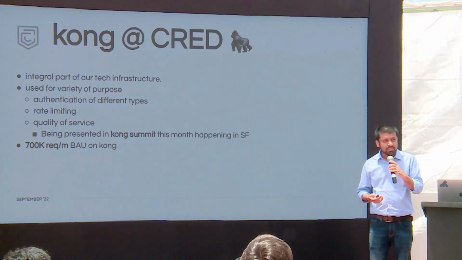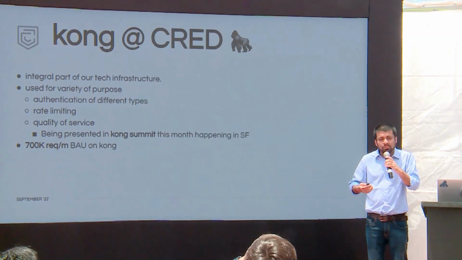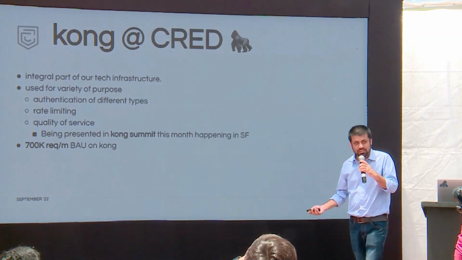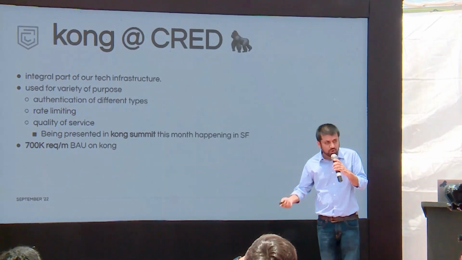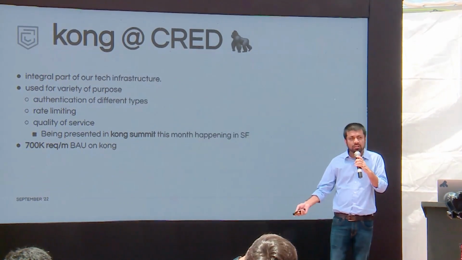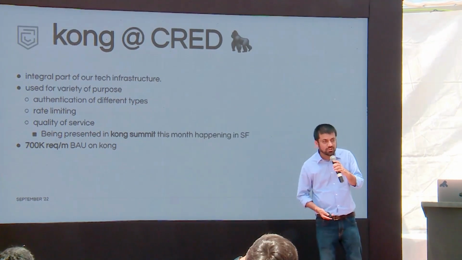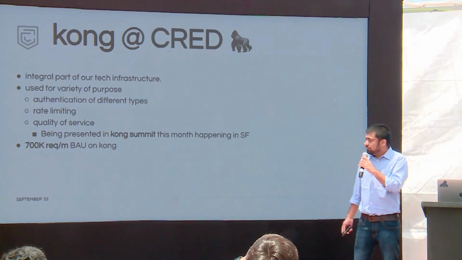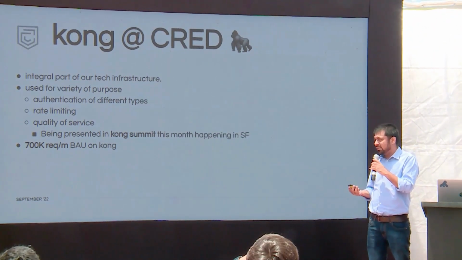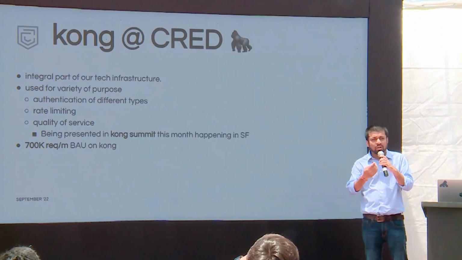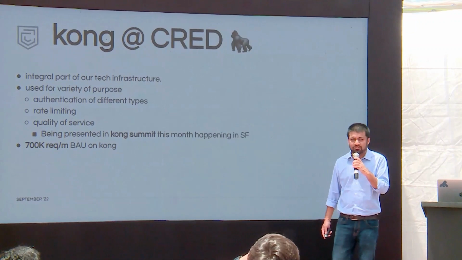Quality of service is basically when you want to proactively do progressive load shedding on your services. This is something we will also be talking about at the Kong Summit this month, which is happening in SF, so if you are around, please join the talk. In terms of scale, on a business-as-usual day, we get around 700,000 requests per minute on our Kong cluster. That's the kind of scale that we are dealing with.